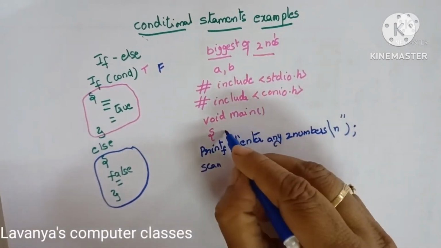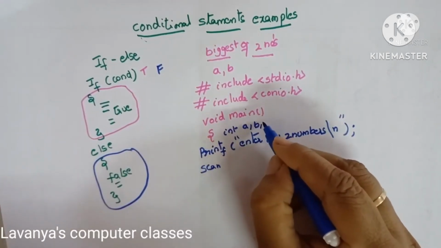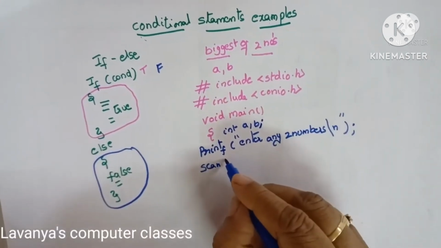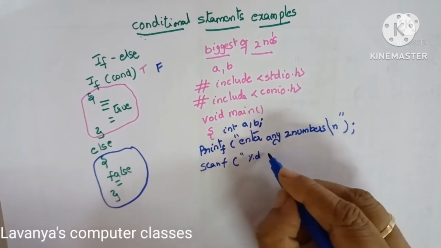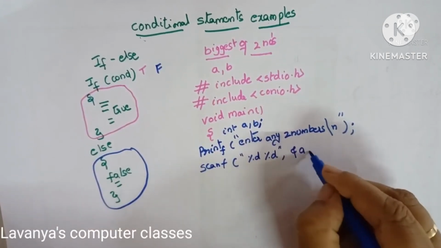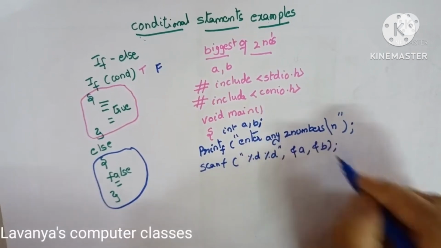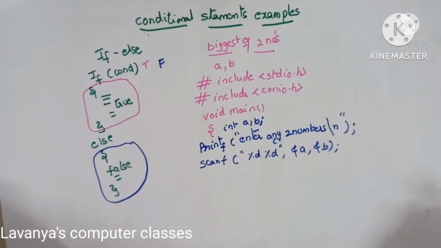Now we go for scanf, but here we have to declare the two variables a comma b. Both are integer data types. Scanf is an input command. Two values we require, and the two values are integer data type. That's why we are using %d symbols. %d for integer numbers, ampersand a, ampersand b. So the input section is over.